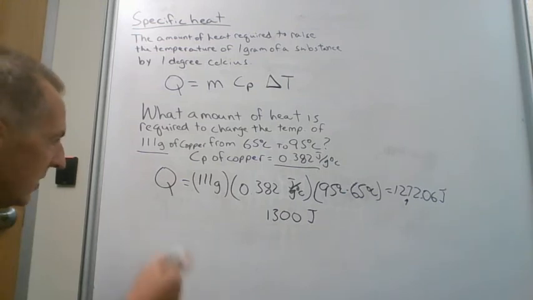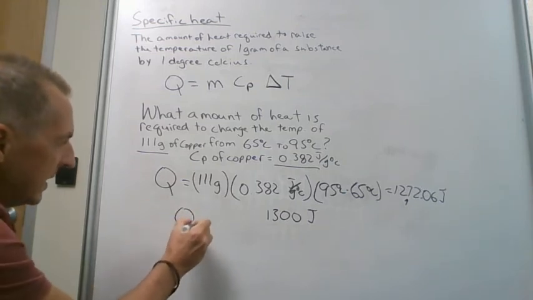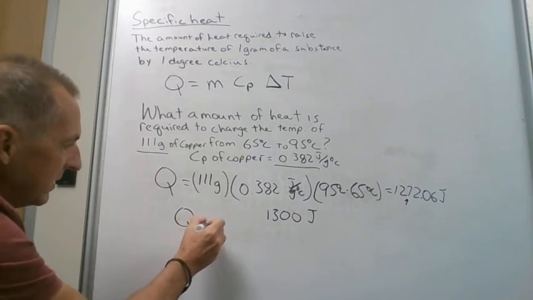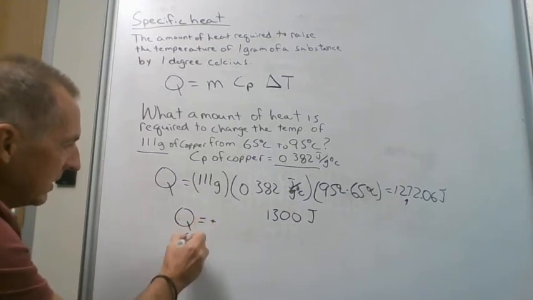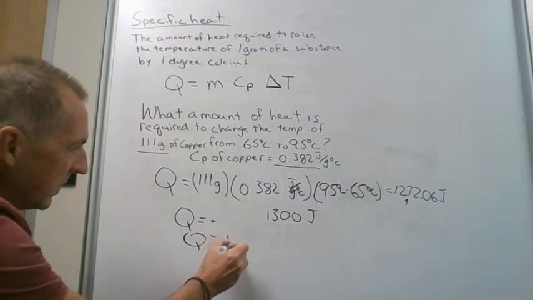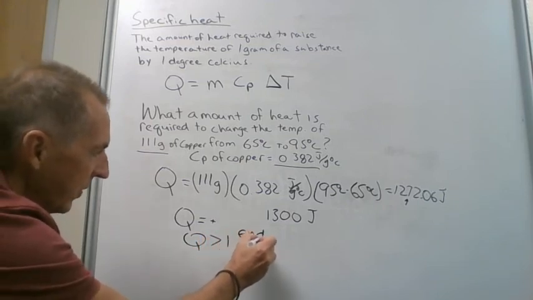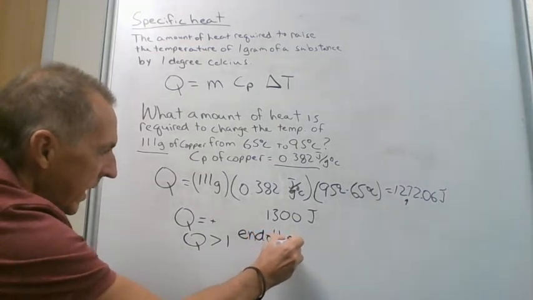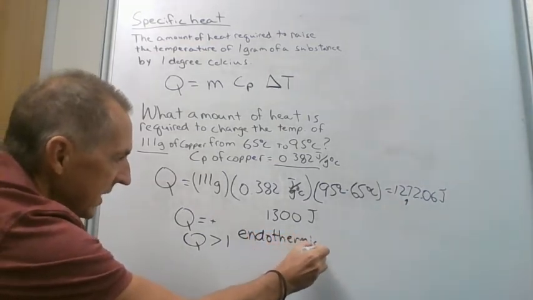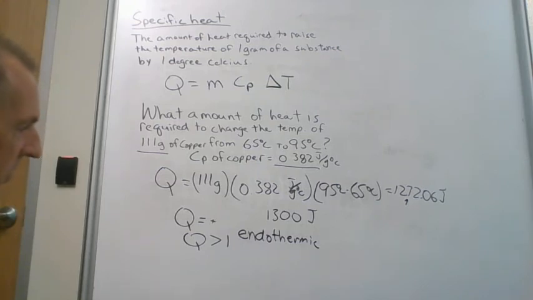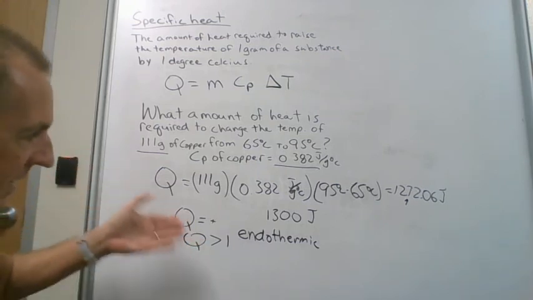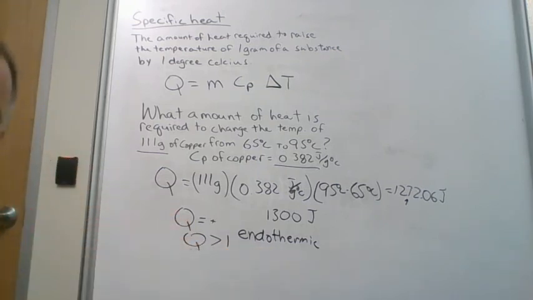Now since Q, which is the heat, is positive, or we could say Q is greater than 0, then this is what we would call an endothermic process because we're putting energy into the system. So if your Q is positive, you're putting energy into the system. It's endothermic.